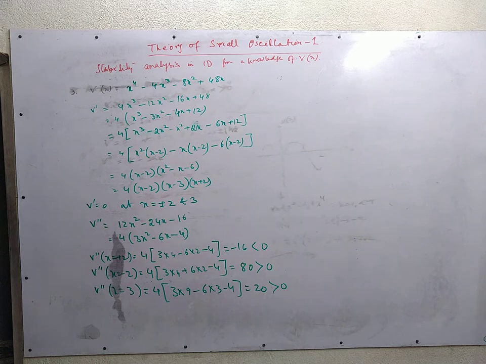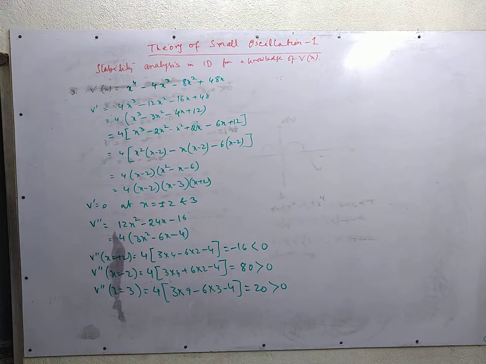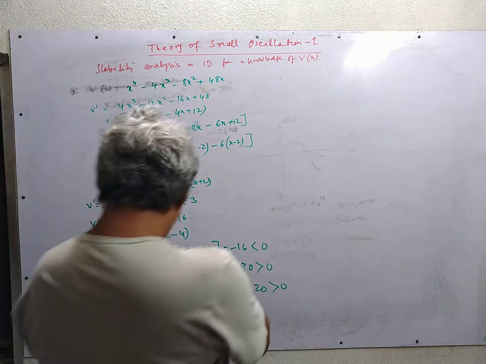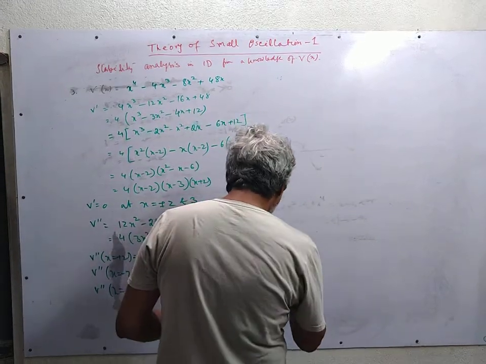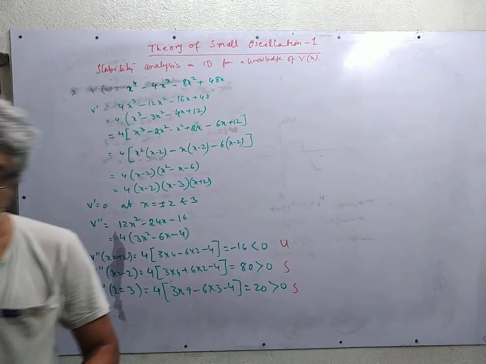We can decide the nature of equilibrium position from this analysis. V double prime is negative, means it is a point of maxima. So this is an unstable equilibrium point, and these two are stable equilibria.